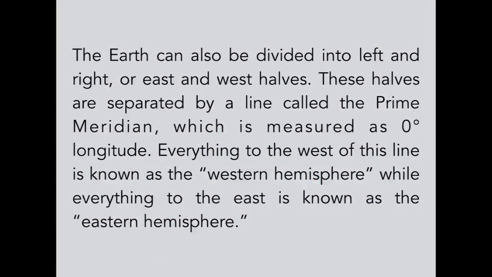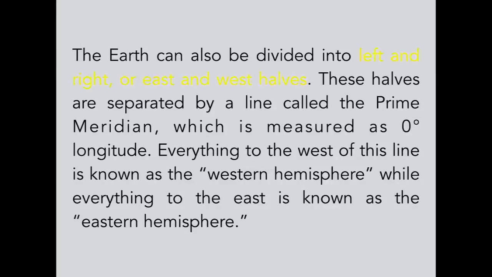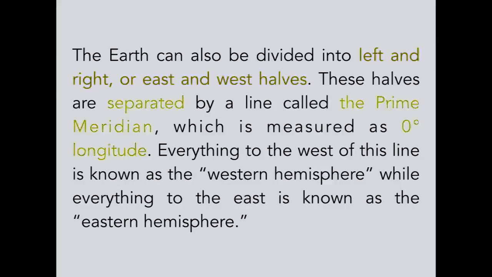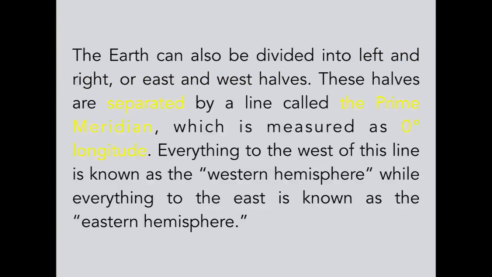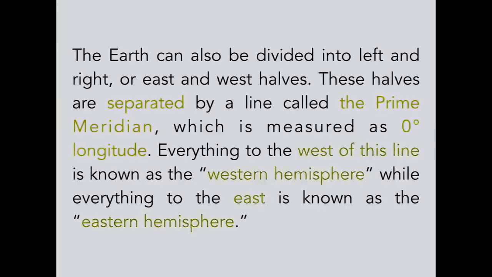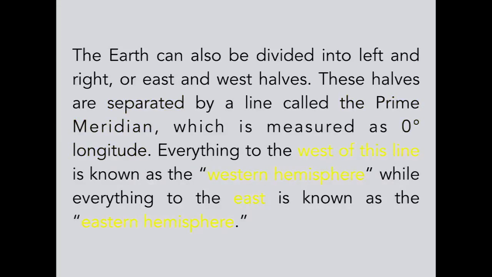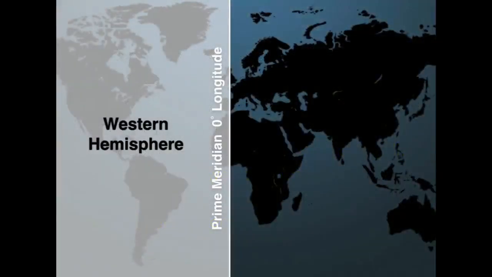So the Earth can also be divided into left and right, or east and west halves. These halves are separated by a line called the prime meridian, which is measured as 0-degree longitude. Everything to the west of this line is known as the western hemisphere, while everything to the east is known as the eastern hemisphere. So on our map, this is our prime meridian, running straight down through Greenwich, England, not pictured, but that's usually how you can find it.